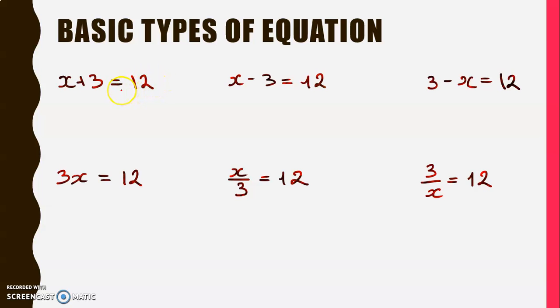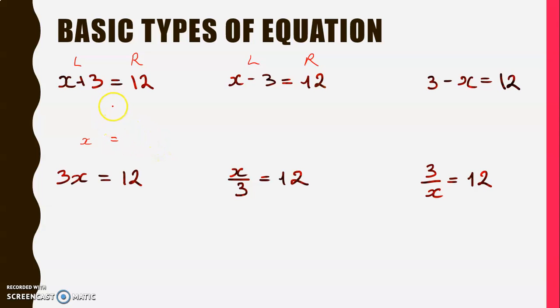There are many ways to go about this: the balancing method, moving things from one side to the other. I would like to just show you one way of doing it, and that is by moving unwanted terms or numbers from one side to the other. Think of your aim as having x on one side, the left side, so you want to end up with x equals just a number.